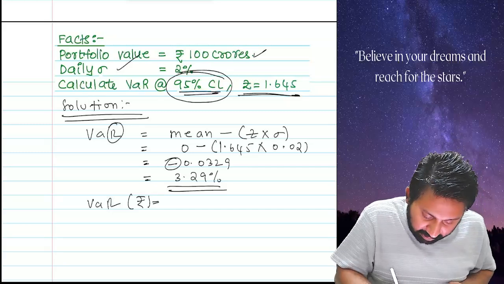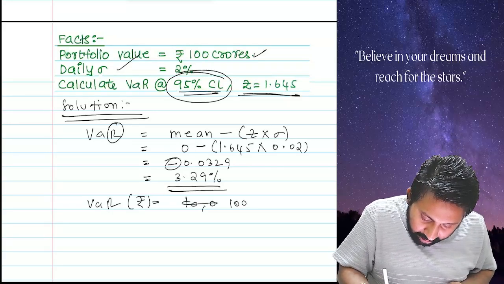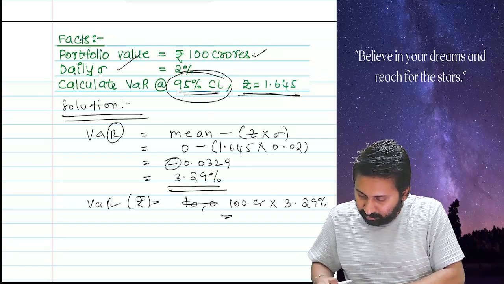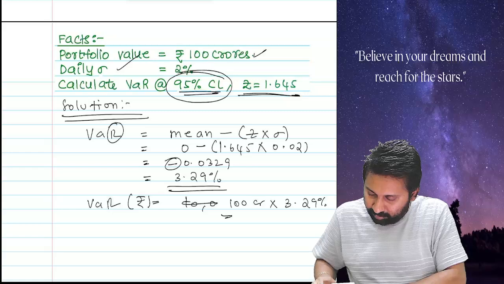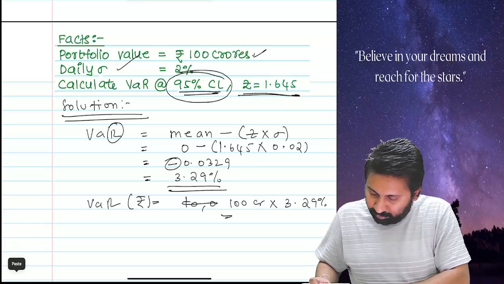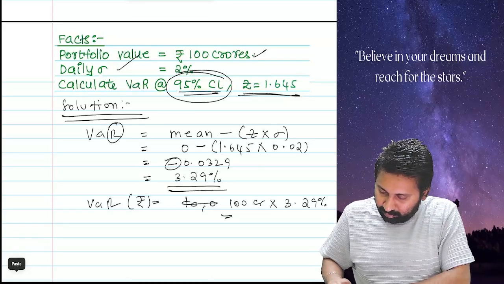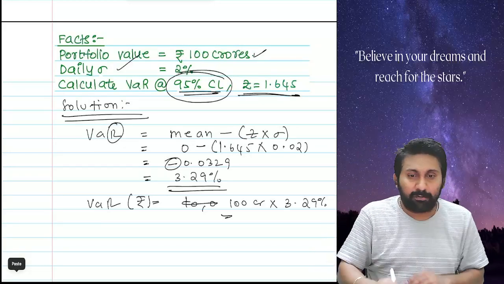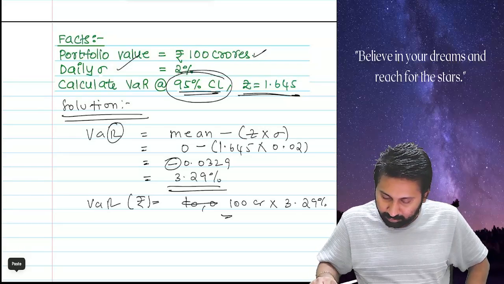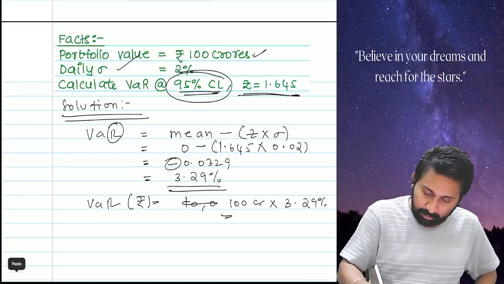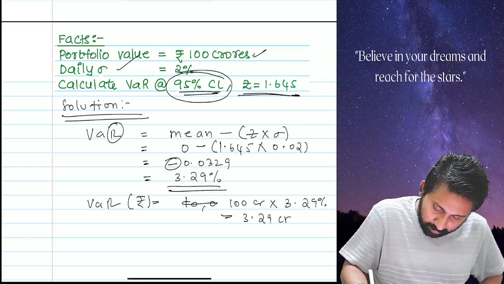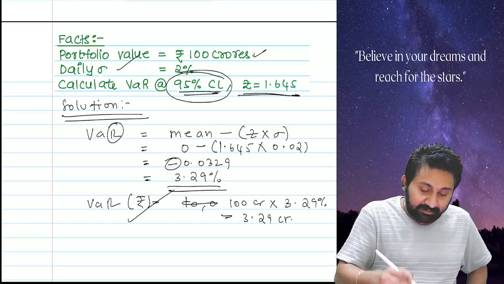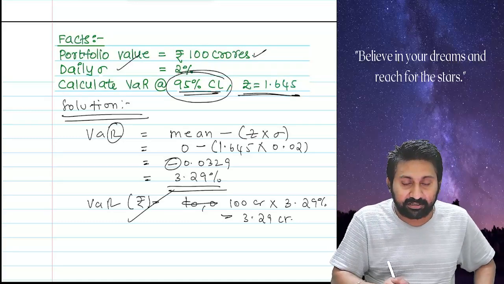VAR in rupees equal to 100 crore into 3.29%. Okay, so now we need to multiply both of them. 100 into 3.29, okay, 3.29 crores. What is this 3.29 crores? This is the value at risk in rupee terms.